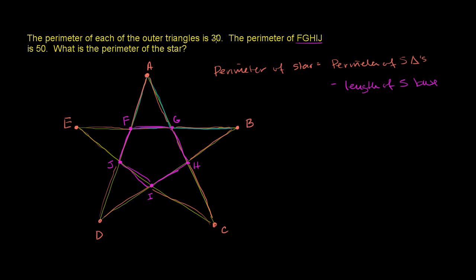So what's the perimeter of the 5 triangles? Well, the perimeter of each of them is 30. So the perimeter of 5 of them is going to be 5 times 30, which is 150. Now, we want to subtract out the lengths of their 5 bases. Now, the lengths of their 5 bases, if we add them up, is the exact perimeter of this inner pentagon right over here. So this inner pentagon has a perimeter of 50. That is the sum of the 5 bases. So that right over here is 50. So the perimeter of the star is going to be 150 minus 50, or 100. All we did is we took the perimeter of all the triangles, subtracted out these bases, which was the perimeter of the inner pentagon, and we're done.